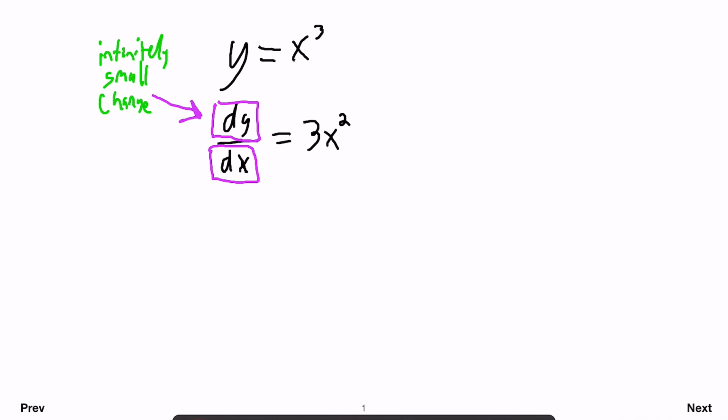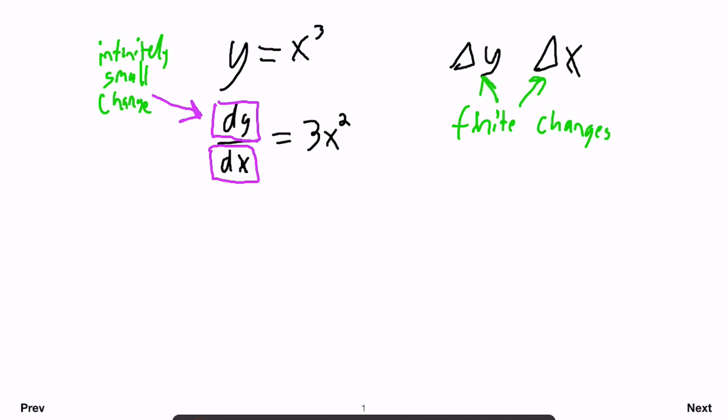And we distinguish this from things like, say, delta y or delta x, which are finite changes. They may be small, they may be large, but in any case, delta y and delta x are finite, while dy or dx are infinitely small. And so when you take a derivative, what you're saying is that at any particular x position, the ratio of infinitely small changes of dy and dx is given to us by 3x squared.